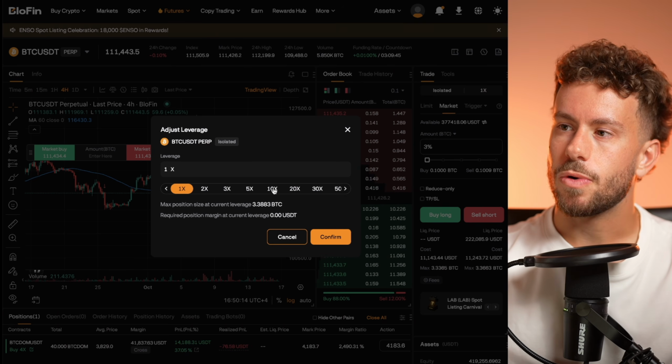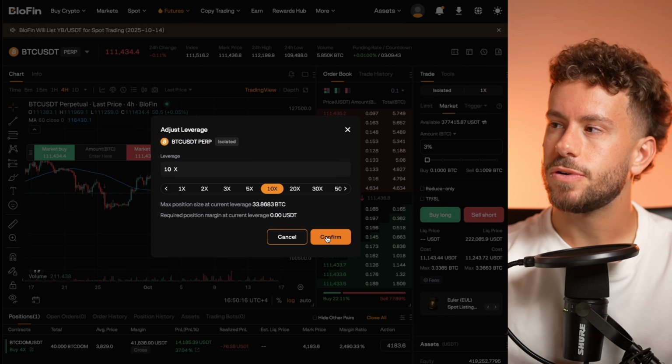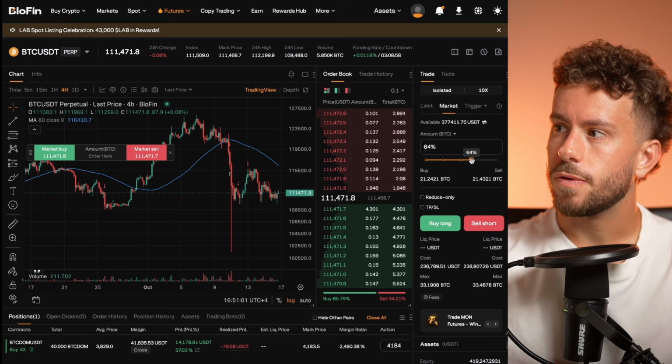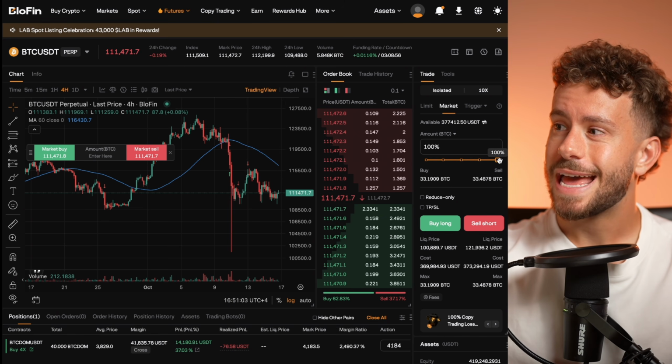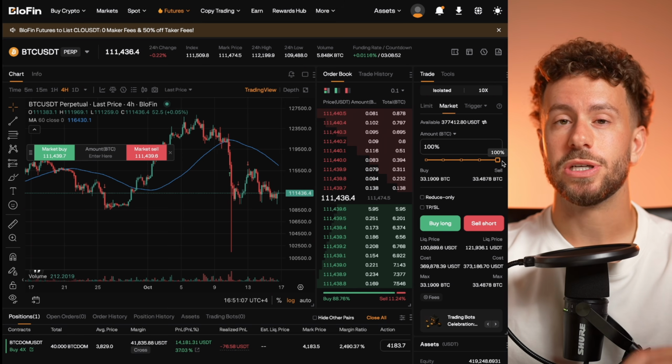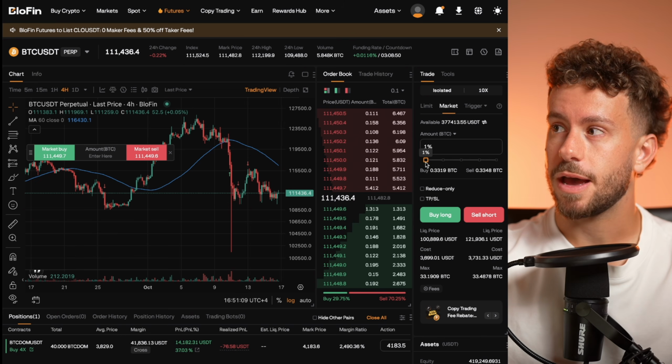So let's assume right here that I'm going to use 10x leverage and I confirm. Now let's pick my position size. So here you can hover over and see that I can trade on 10x leverage as much as 33 Bitcoins. That's a massive position that I certainly do not want to trade on this account.